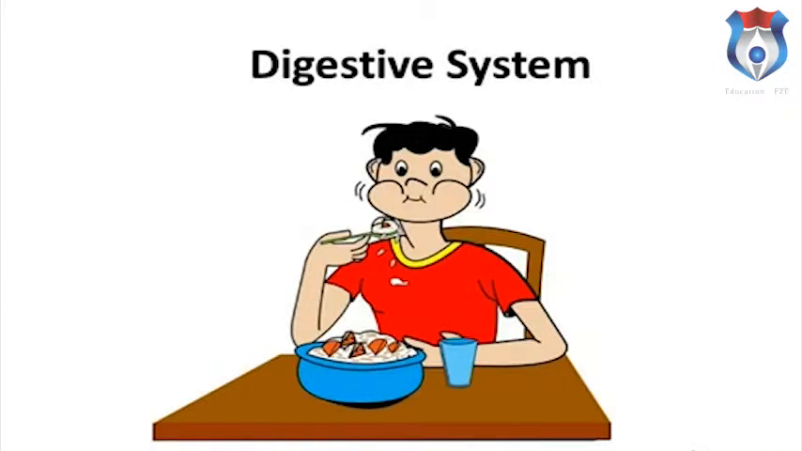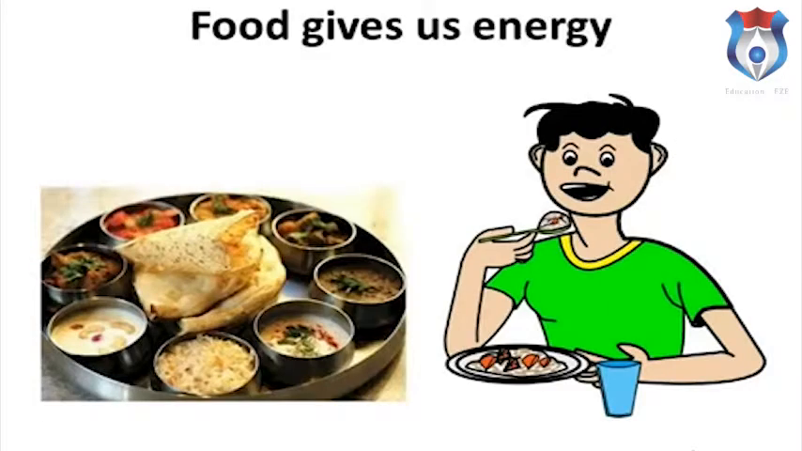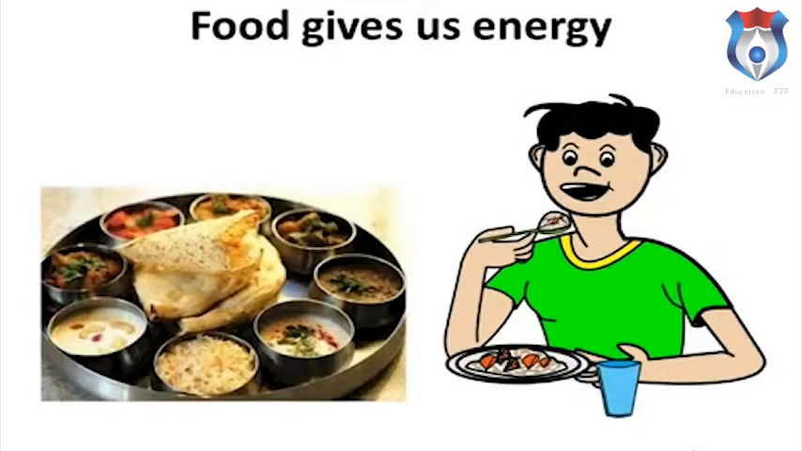Have you ever thought what happens to the food we eat and where does it go? Let us try to understand this. The petrol or diesel that goes into the car gives it energy to run. Same way, our body needs energy to work. In a car, this energy comes from petrol. From where does the body get energy to work? In the body, it comes from food and oxygen.